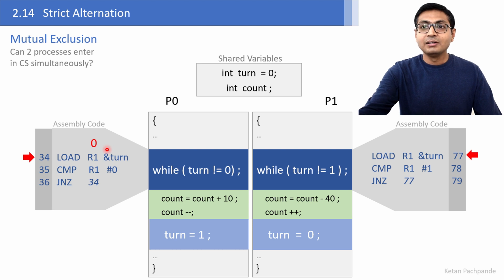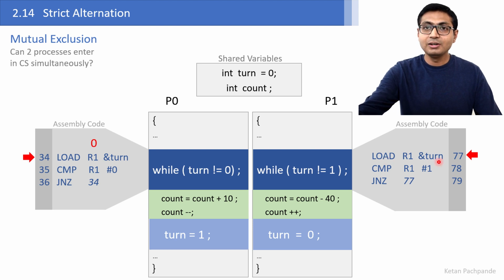Let's go ahead and preempt the process P0 here. So it has just executed one instruction. And now I give the chance to process P1 here. Now process P1 again, the first instruction is load the value of turn.